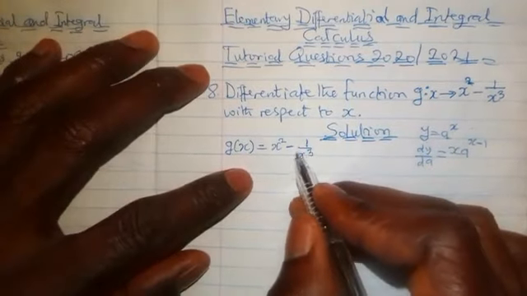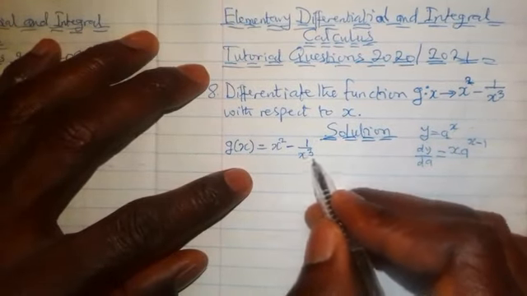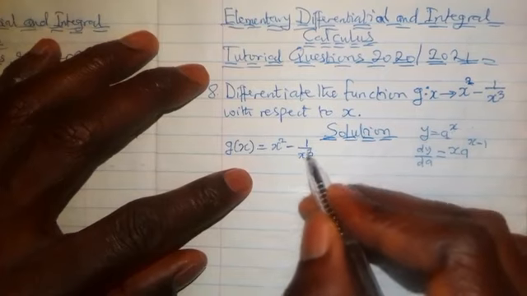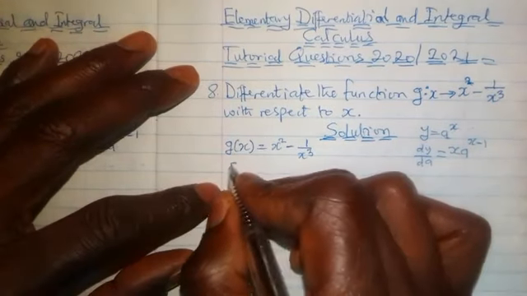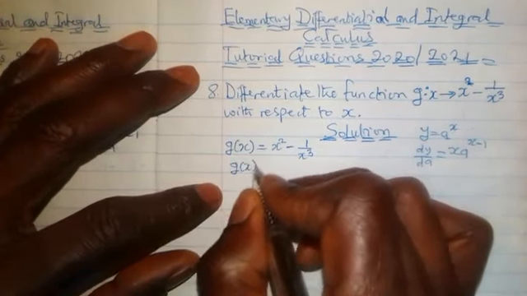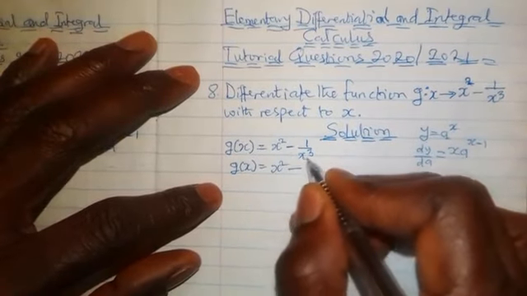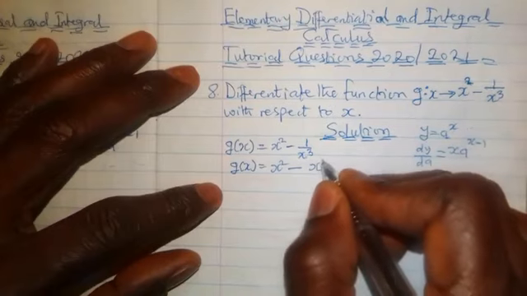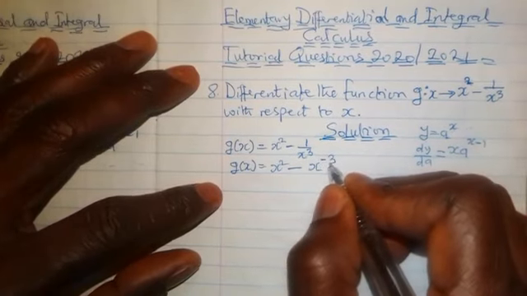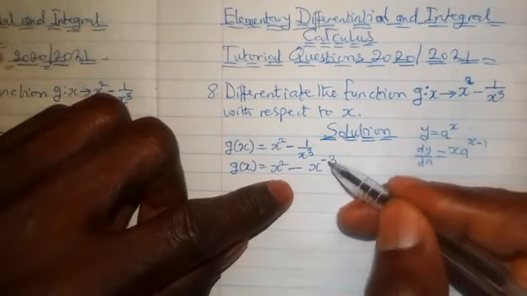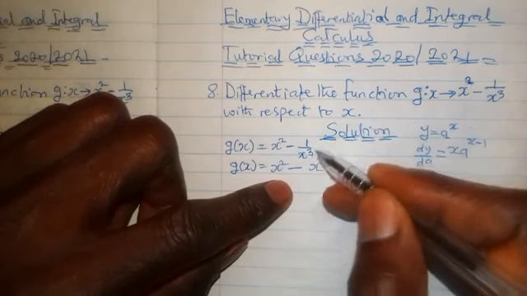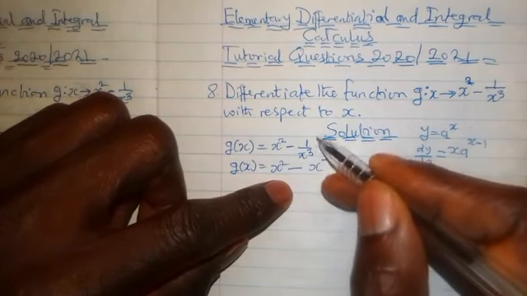Now I can see that this is an inverse function. So instead of writing it as 1 upon x power 3, I will come to the next step and say g of x equals x squared, then minus, then I'll write the base x, and this time around the power will become minus 3. So you can see that the minus 3 shows that we are talking about the inverse function that we have here.